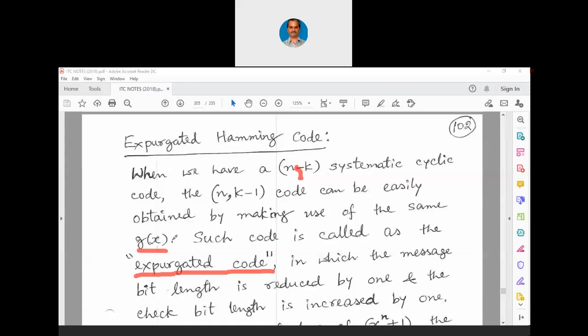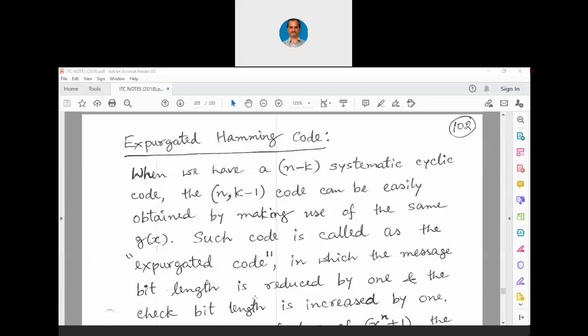No, we are going for an (n, k minus 1) code. So g of x will not become h of x. But the point here is, we had x into g of x, x squared into g of x, x cubed into g of x. We had made use of them also earlier. So that way, we can easily compute an additional coding stream by using the same g of x. In such a case, this is called an expurgated code.